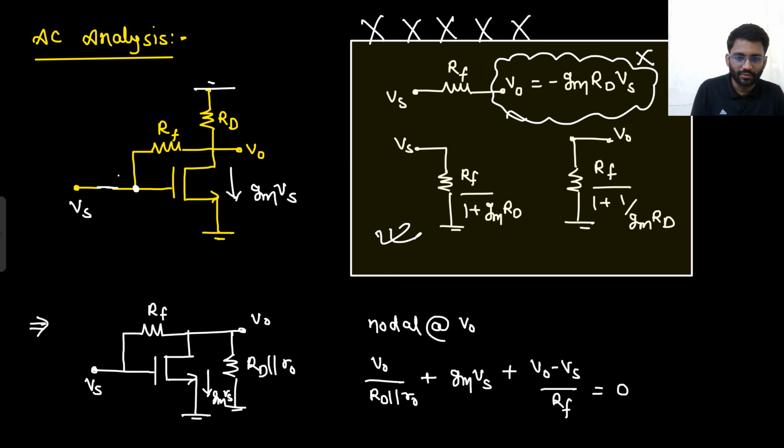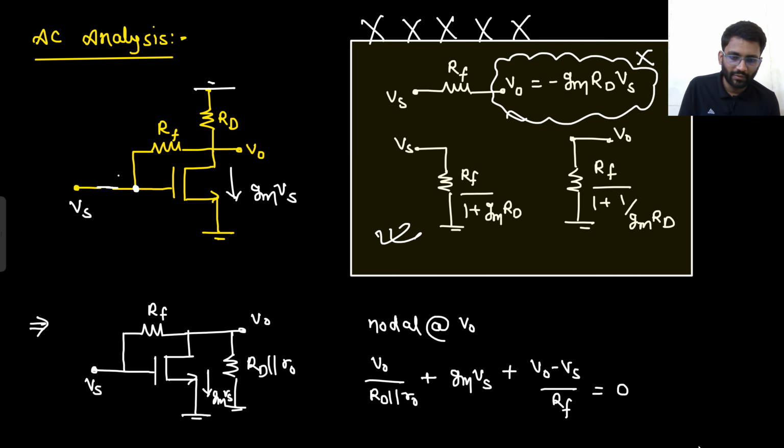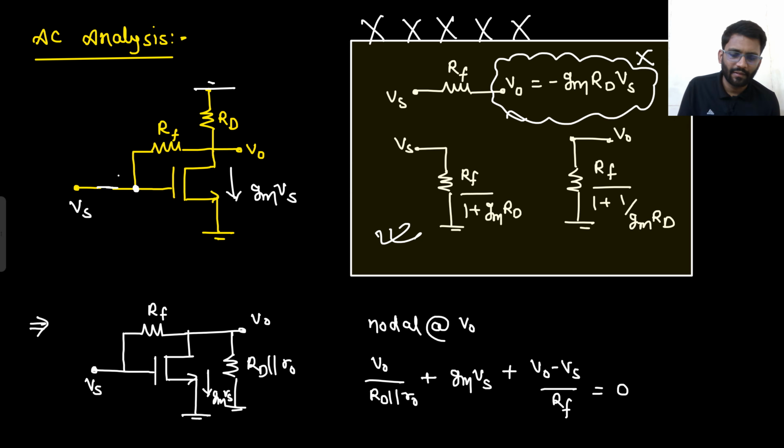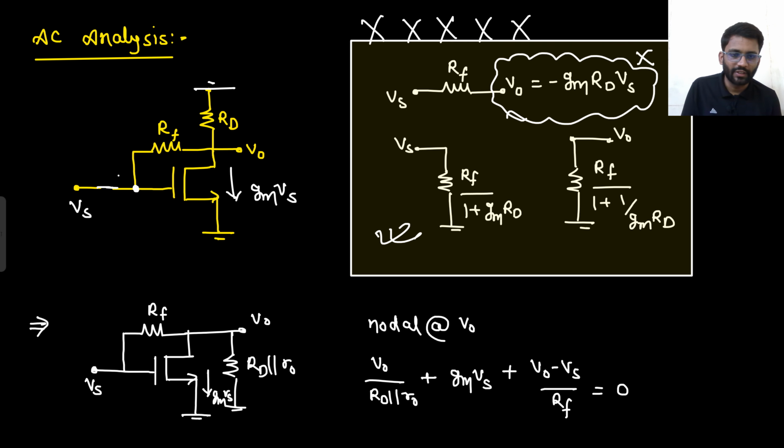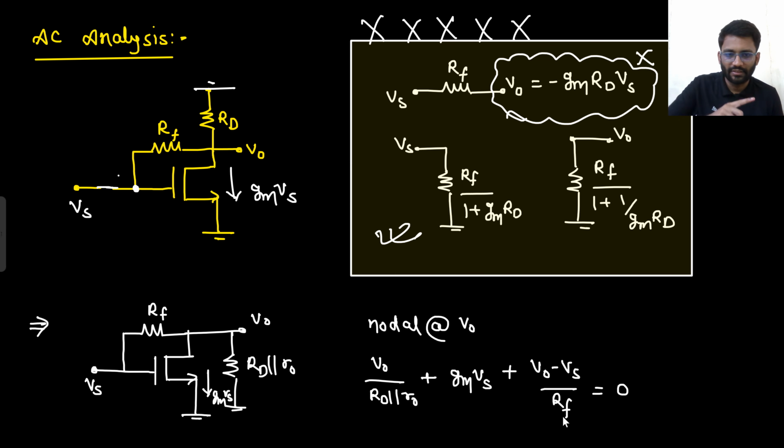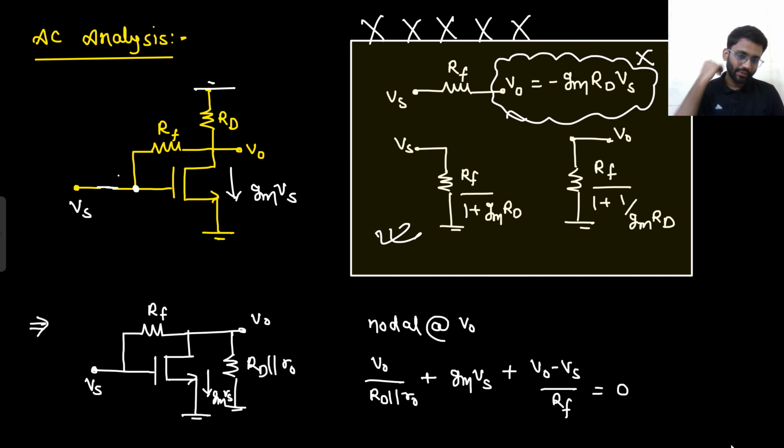Nothing else is there. So what I can see here is that V0 by RD parallel R0 plus V0 by Rf, plus GmVs is equal to Vs by Rf, that is, Vs by Rf minus GmVs. All correct? All correct.